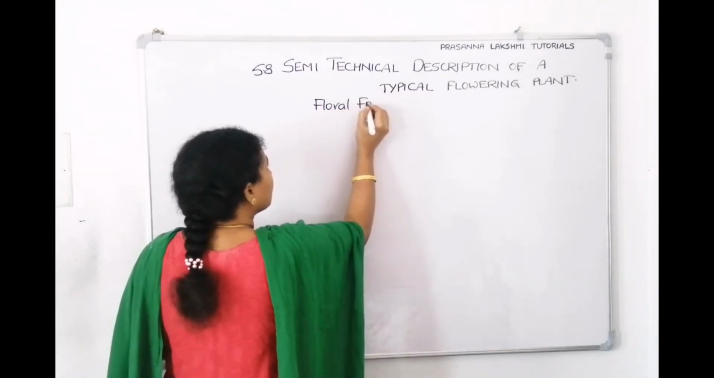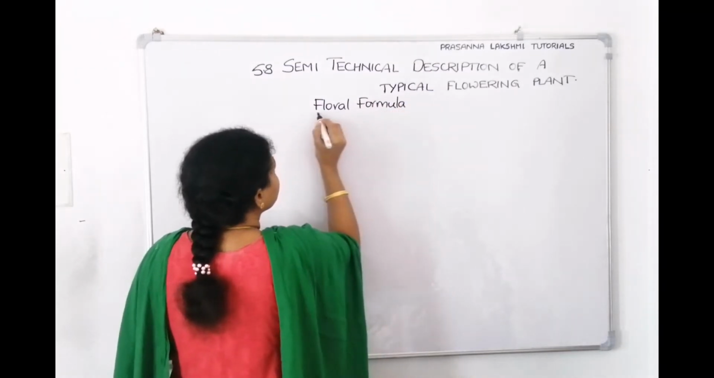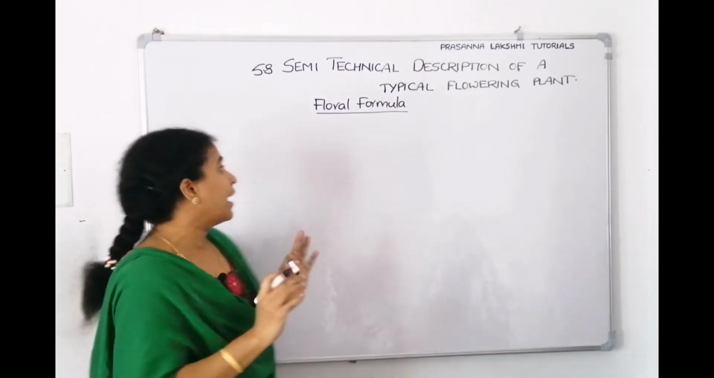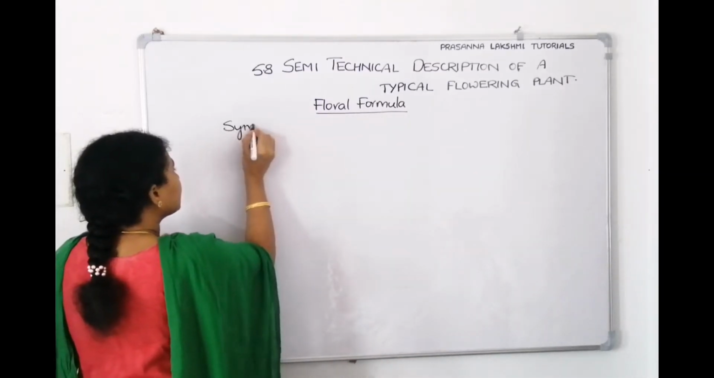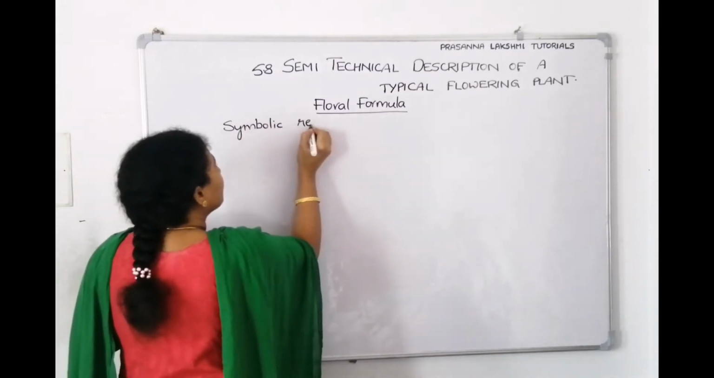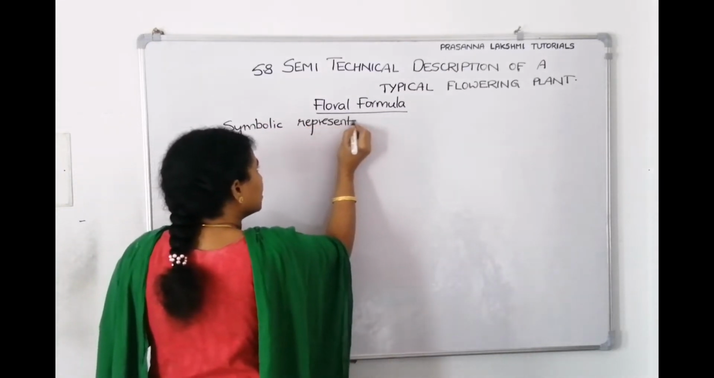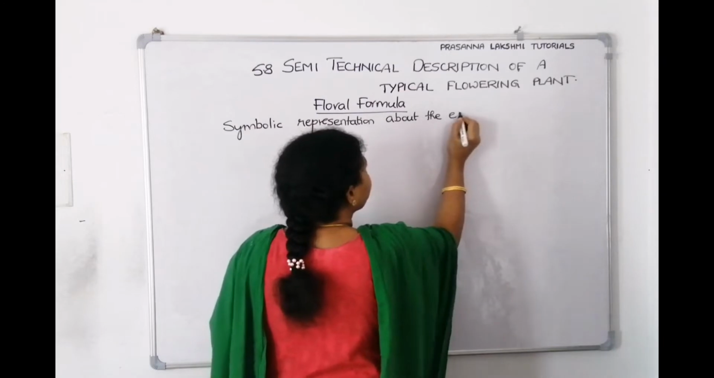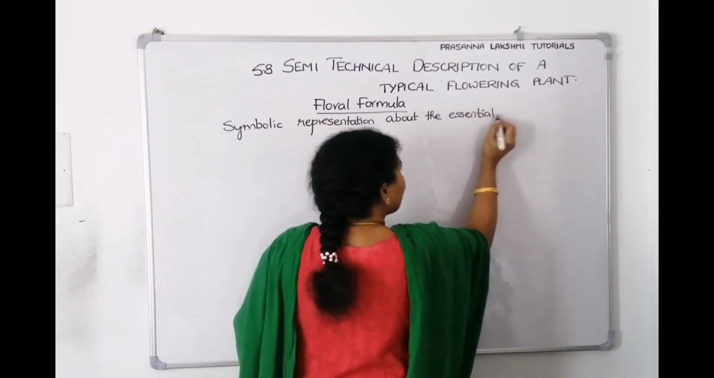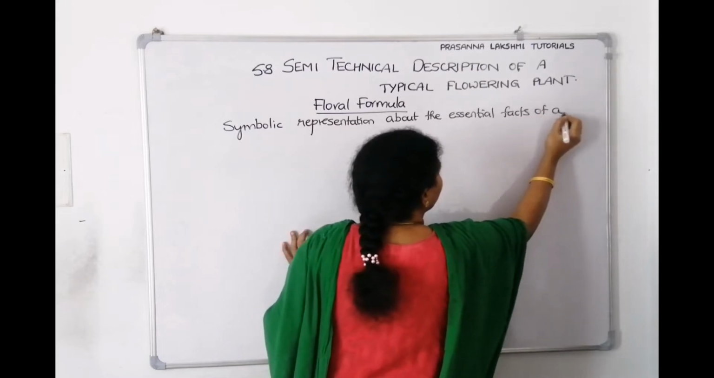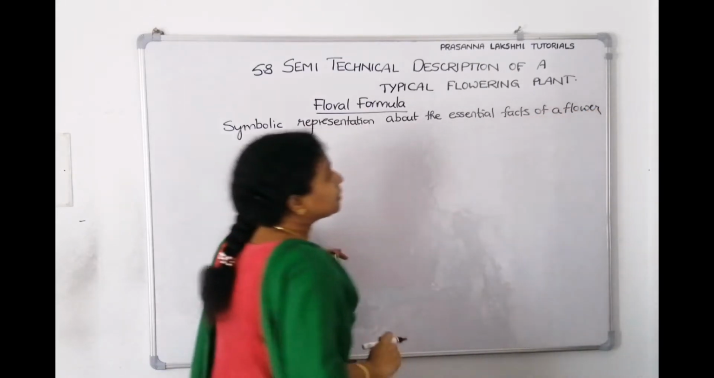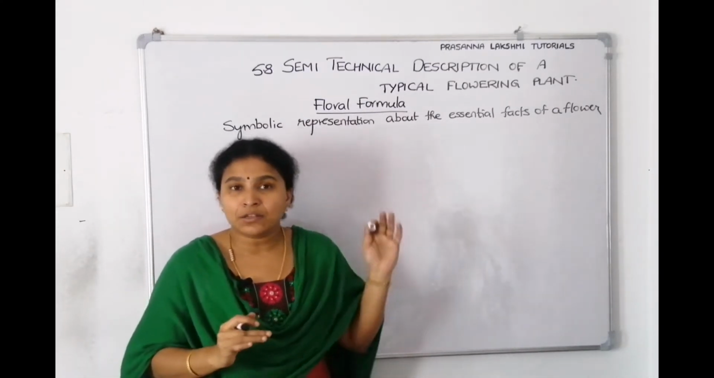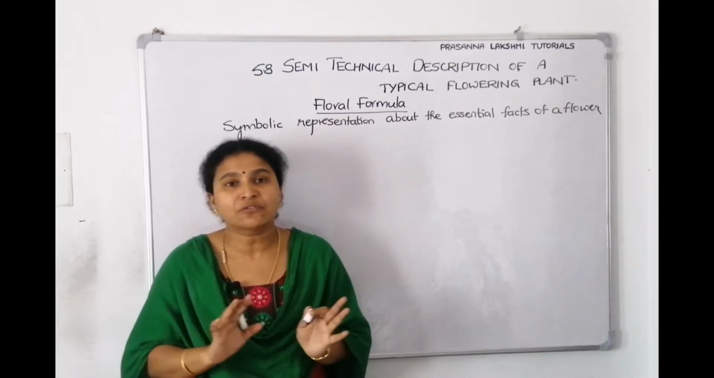What is floral formula? It is the symbolic representation of the essential facts of the flower. It is a symbolic representation of the essential facts of the flower. That means we have to use some symbols here, and we will see the symbols, then we will see in which proper sequence we have to write a floral formula.